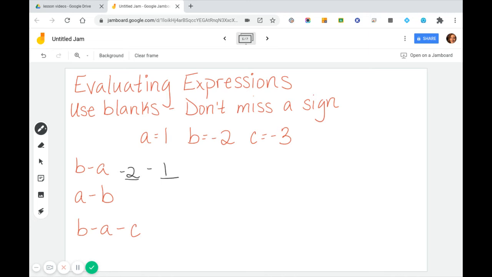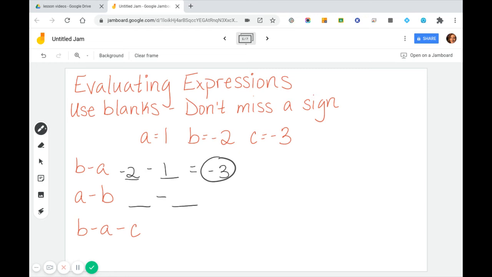So this problem really says -2 minus 1. I see a -2 and I see a -1, or I'm starting at -2 on a number line and then I'm moving 1 to the left. I get -3. On the next one that says A minus B, I'm going to put blank minus blank.